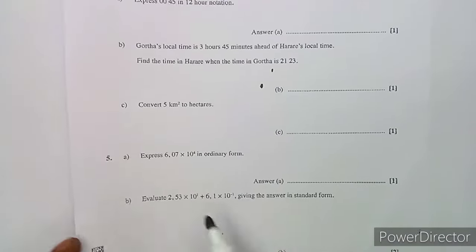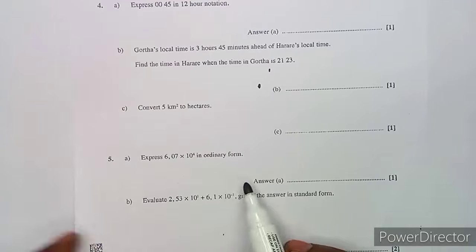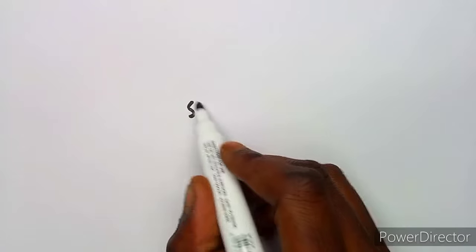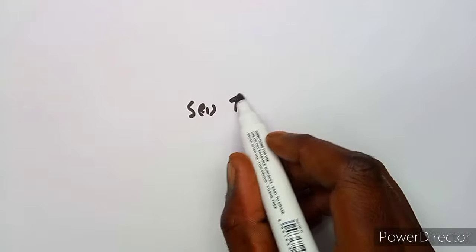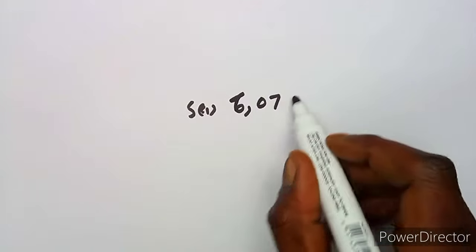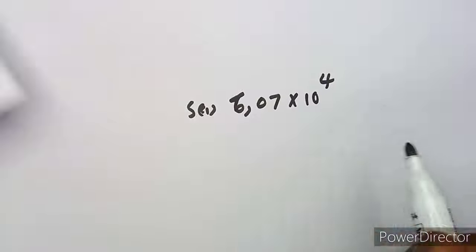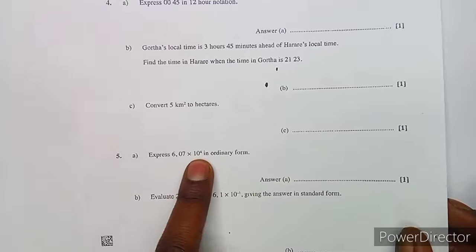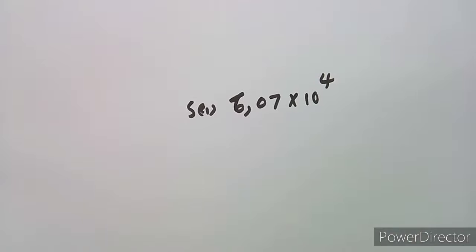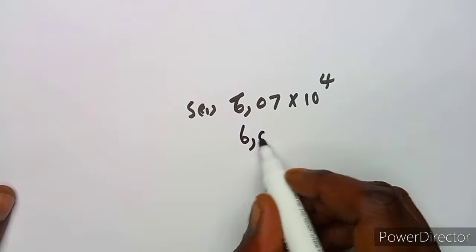Anyways, let's see this part, which is to express in ordinary form. You are given 5a item 1, which is 6.07 times 10 to the exponent of 4. So in ordinary form, guys, if you have to express in ordinary form, this is 10 to the exponent of 4, so you simply multiply by 10,000, or you can just move the comma.